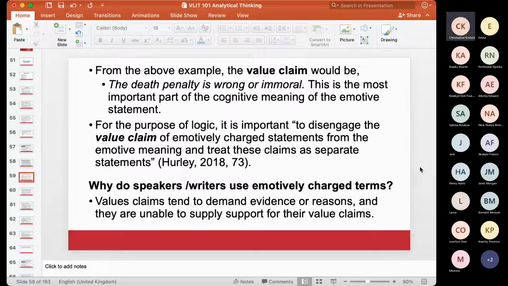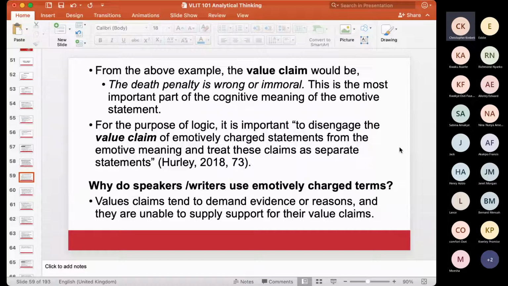So the claim that has been made is that the death penalty is wrong, or the death penalty is immoral. That is the value claim. Why is it a value claim? It's based on value. It's based on ethics, that this is good, this is bad. That is all. So the emotively charged language, that is what they do. It's just saying this is bad, this is good, this is better, this is excellent. It's just to say that, oh, this is the way of life. It's based on people's values.